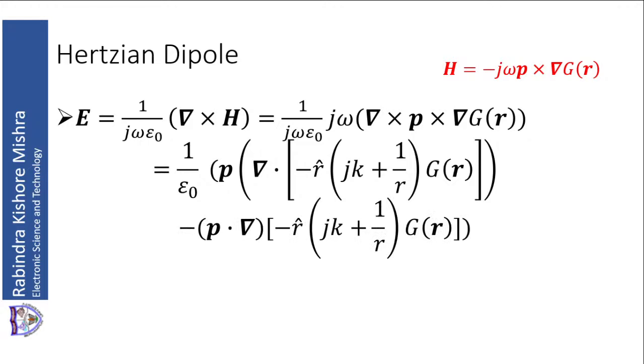Using this we will get E is equal to 1 by epsilon 0. From where do we get 1 by epsilon 0? Because in the numerator there is j omega and in the denominator there is j omega, so they cancel out. Then whole into P, and this comes from the BAC-CAB rule: A cross B cross C is equal to B (A dot C) minus C (B dot A). Using that we get 1 by epsilon 0 into this.